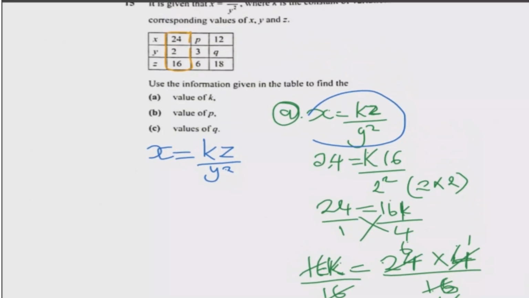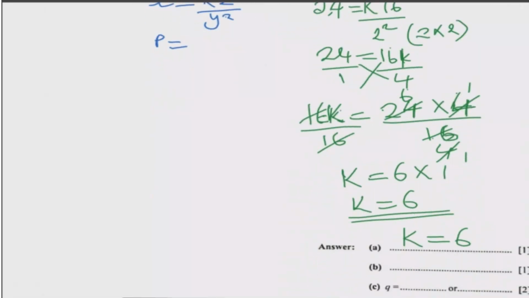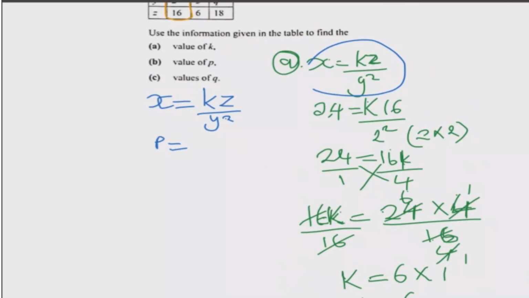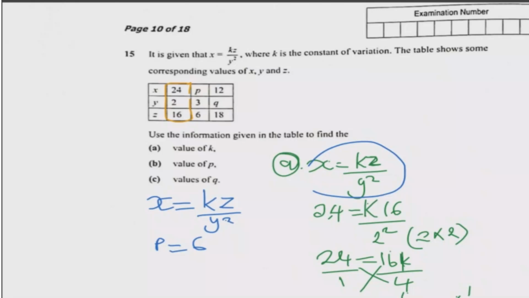We have got: what is the value of x? We are told the value is p, so where there is x we put p, which is equal to the value of k. We found the value of k, which is the constant, to be 6, so where there is k we put 6. Then the value of z is given in the table, and it is 6 here.